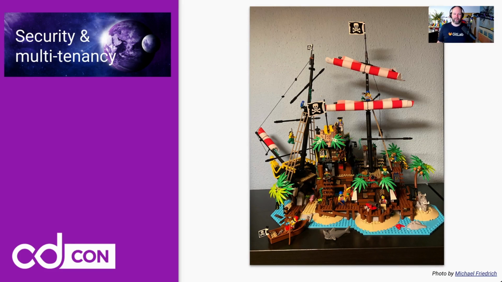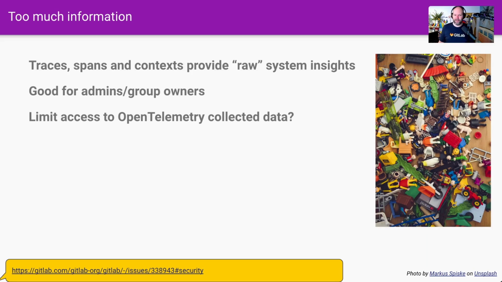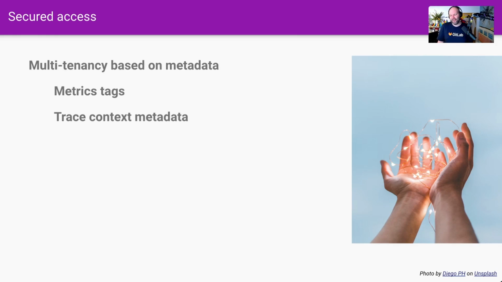The other thing we need to consider is security and multi-tenancy. Like, they are providing all the traces and spans and context provide raw system insights. It's good for admin and group owners. But we kind of need to limit the data which is collected, or maybe allow filtering for sensitive environments. The other thing is multi-tenancy based on metadata, maybe using metric tags or trace context metadata to really build out a query language and do something around that.